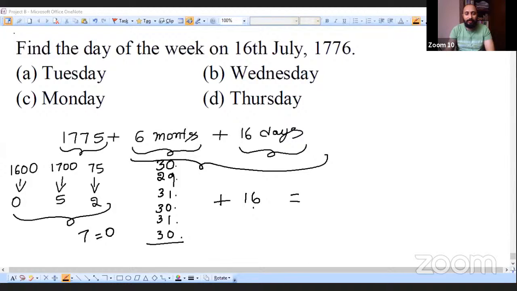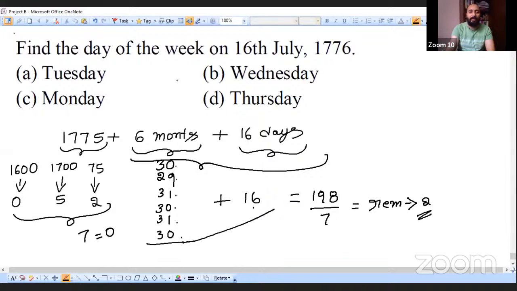198 days. 198 divided by 7. What is the remainder, people? Directly, if I do, what is the remainder here? Okay, 2 is the remainder. If 2 is the remainder, then I can go for Tuesday. Monday, Tuesday is the right answer.